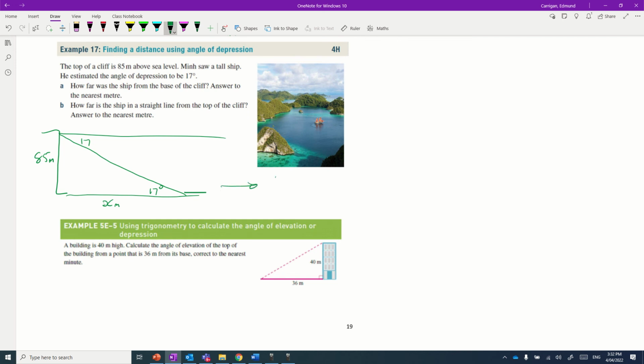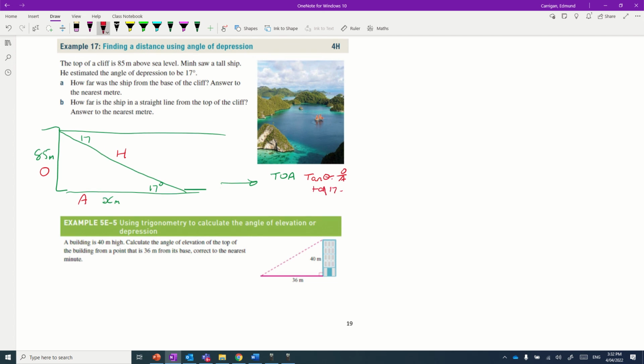What I'm going to do here is I've got TOA. If I have a look at what I've got, actually I should mark it, I should still be labelling them. I've got H here, there's my angle, I've got O here, A here. So I'm looking for X, which is A, so TOA, tan theta equals O on A. If I transfer the numbers in, tan 17 equals 85 on X. Now X is on the bottom. If you can recall when we did this, I said we want to learn to swap. X is on the bottom, swap.